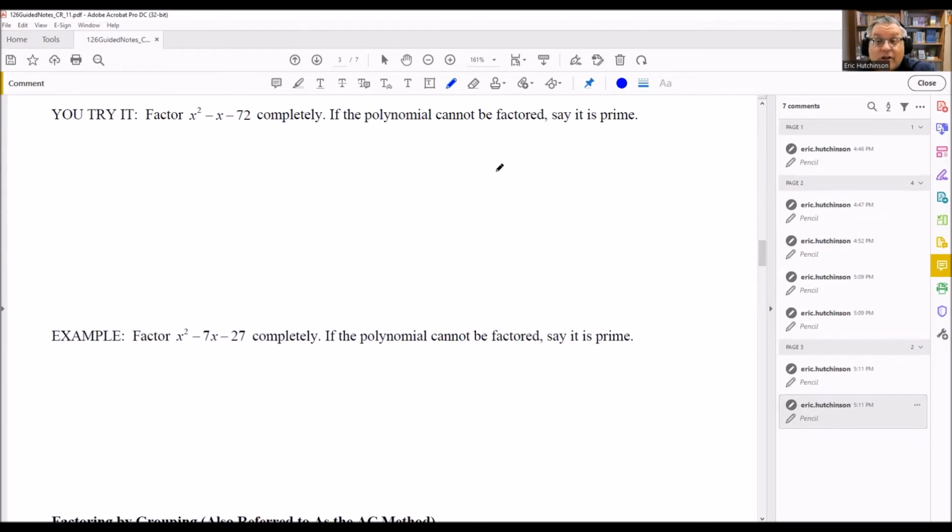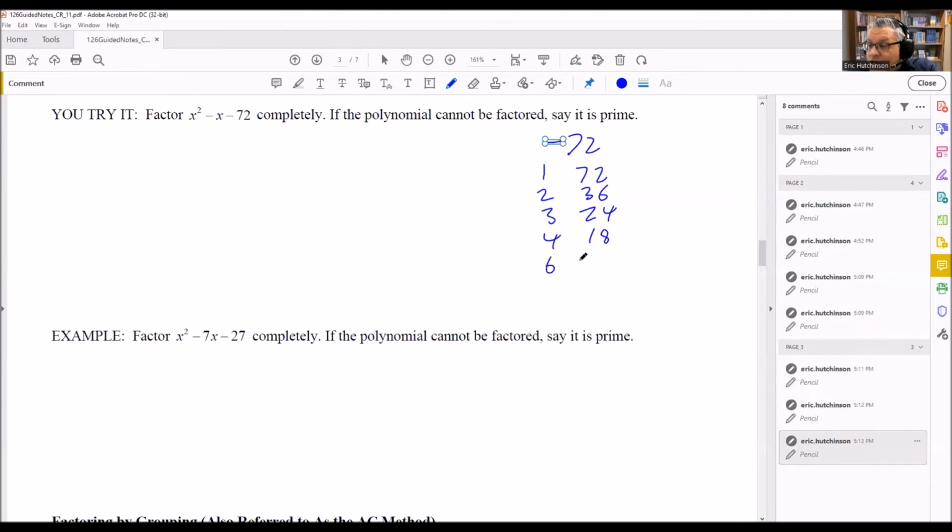All right, next I have negative 72 here. I'm going to write down all the different factors of that. So I have 1 and 72. I have 2 and 36. I have 3 and 24. 4 and 18. 5 doesn't divide into it. 6 does, 6 and 12. And then we also have 8 and 9.